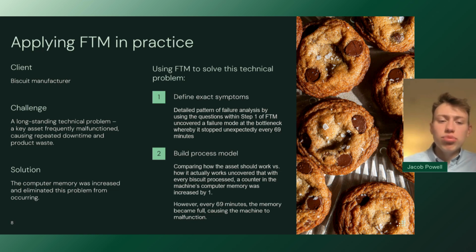And secondly, building the process model and understanding how this asset worked versus how it actually worked uncovered the fact that within the machine, there was a counter that every time a biscuit was processed, it was increased by 1. And due to the throughput of the line, every 69 minutes, the memory became full, the counter reached its limit, and the machine malfunctioned. Essentially, the machine crashed because the computer memory was full. Having got to this root cause, we were able to implement a simple solution of just increasing the computer memory, and this eliminated the problem from ever reoccurring.